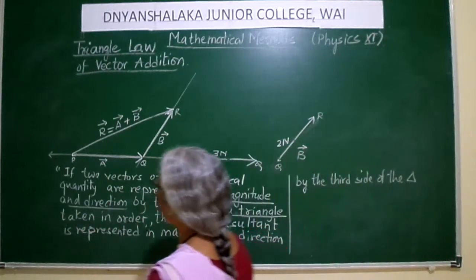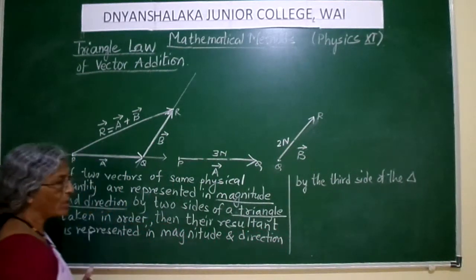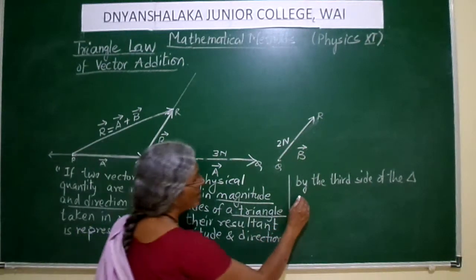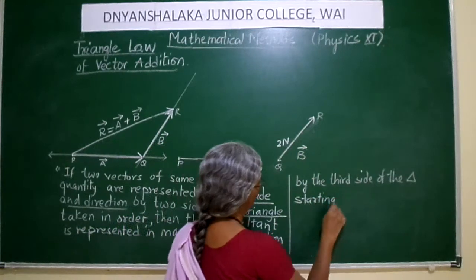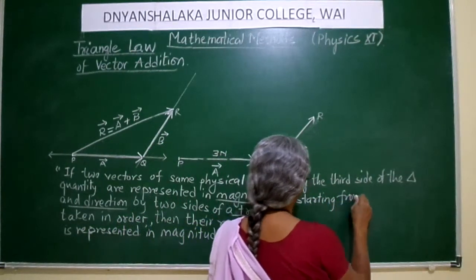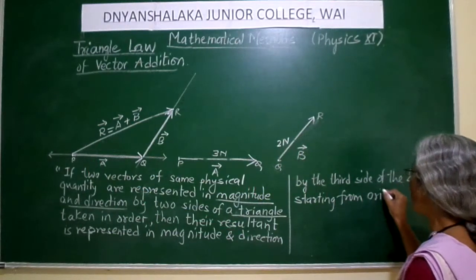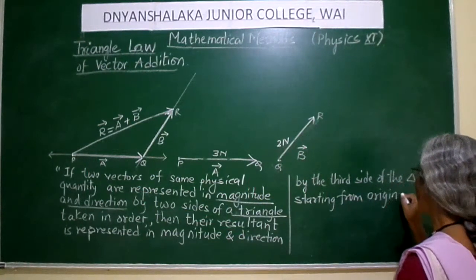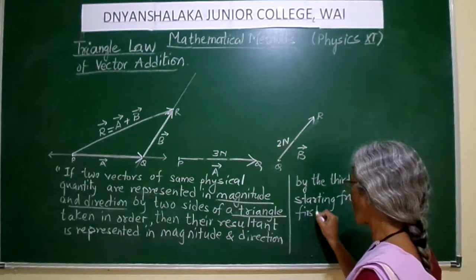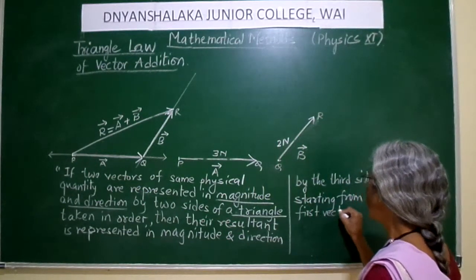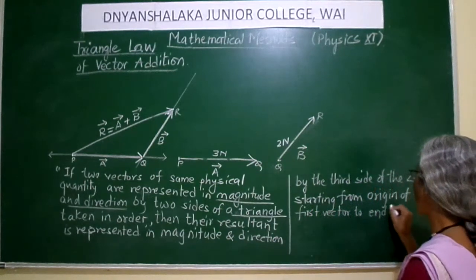Now, how am I going to represent it by the third side of the triangle? Starting from the origin of the first vector to the endpoint of the second vector.